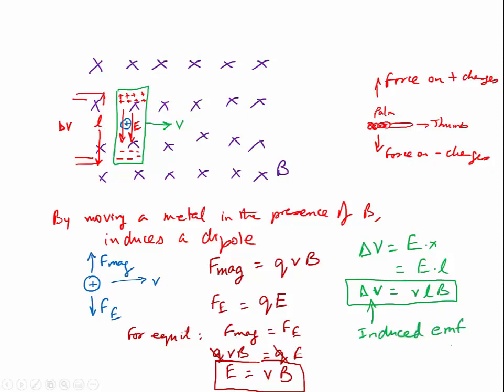EMF is the term for potential difference. Let's be sure here, this delta V is capital, that's potential. This little v is speed, and this capital V is potential. And so delta V is potential difference, which is related to the speed times the length of the strip times the external magnetic field. So let me recreate that over here.